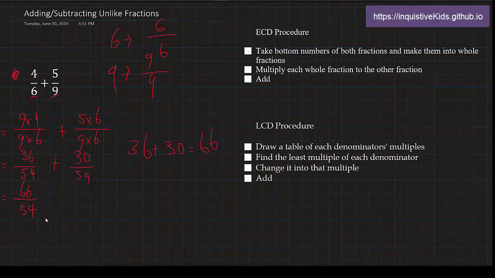Now you probably notice that over here we can simplify. The 66 is equal to 6 times 11, while the 54 is equal to 6 times 9. So we can cross these 6's out, and that leaves us with the simplified fraction 11/9.